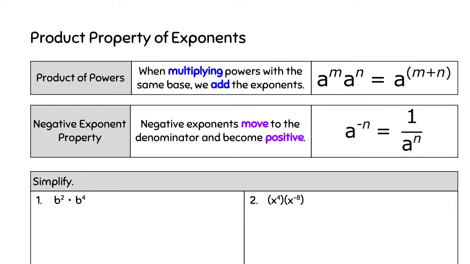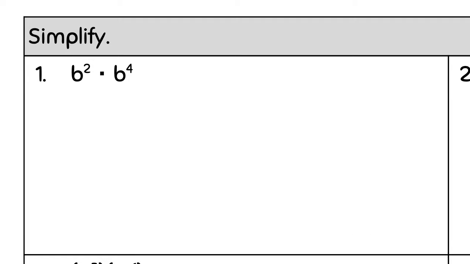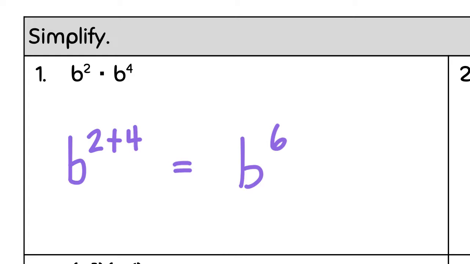So let's look at that first example. I have b to the second power times b to the fourth power. Notice how they're the same base because they are the same variable, and that dot in the middle means that they want you to multiply. According to the product property, we are going to add those exponents. So it would be b to the 2 plus 4 power, and when you do that addition, that gives you b to the 6th power.